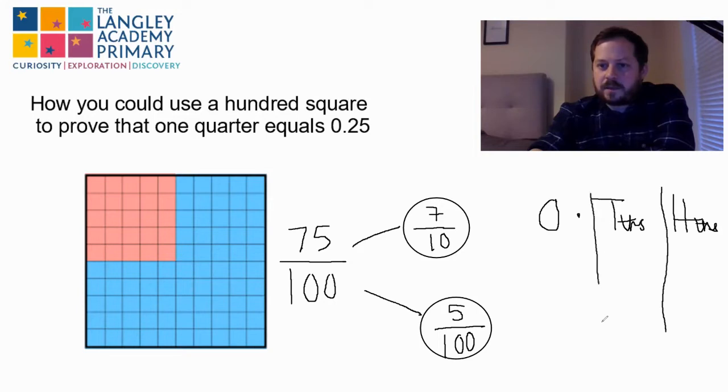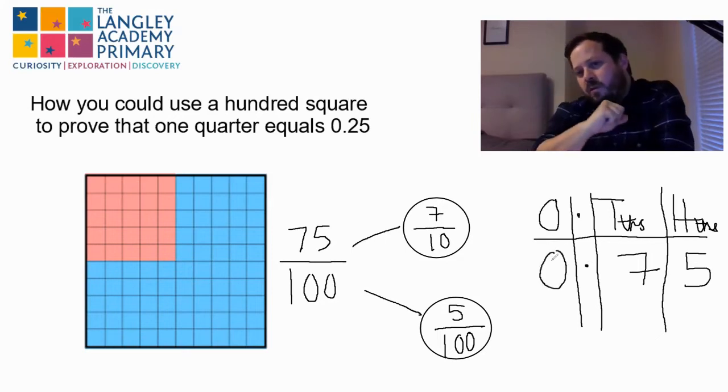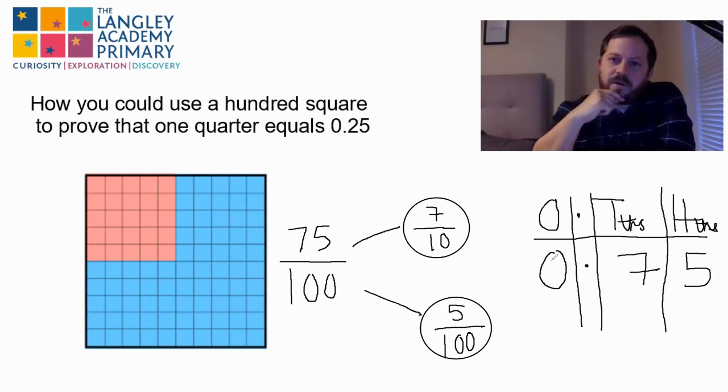And placing it out, we have 7/10, we have 5/100, and we have no whole numbers. So our 3/4 would be 0.75.